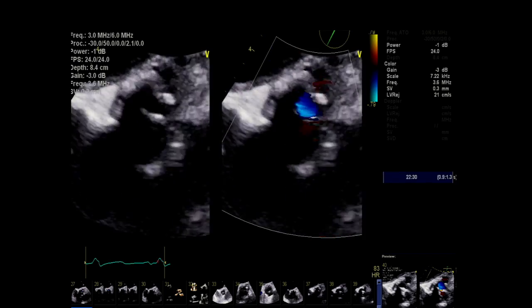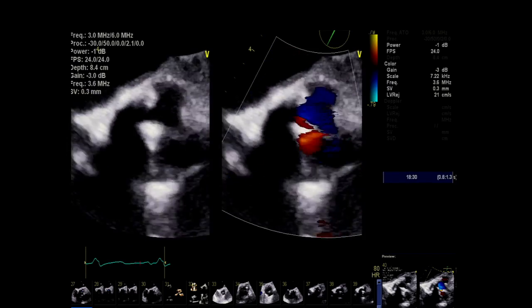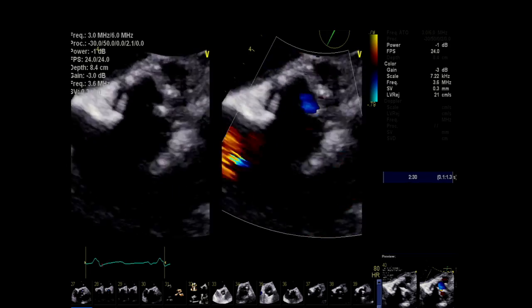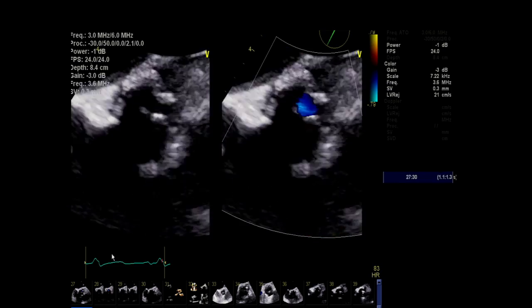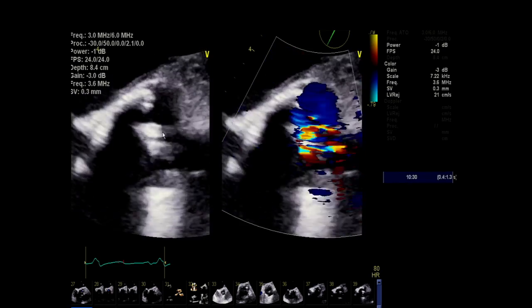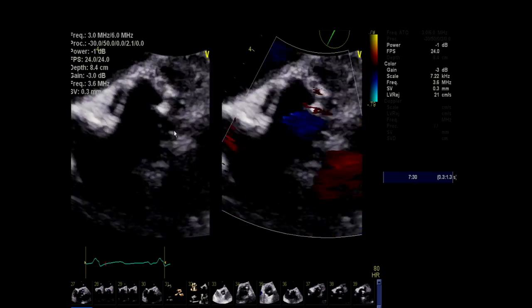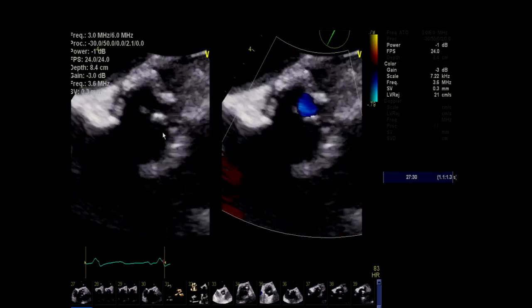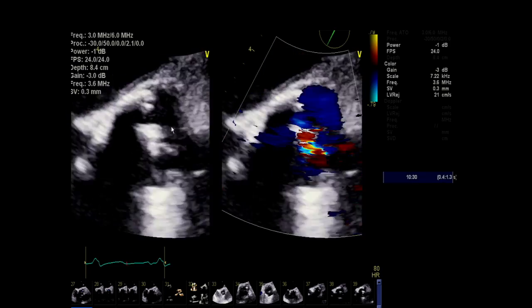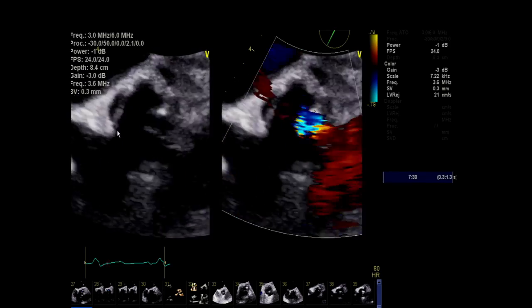This is the short axis of the aortic valve. On the right side is the color image, and on the left side is the plain two-dimensional image. If you see my pointer, you can see that there is only one slit-like commissure here. So this is a unicommissural valve. This one is the right coronary cusp, this is the left coronary cusp, and that's the non-coronary cusp.